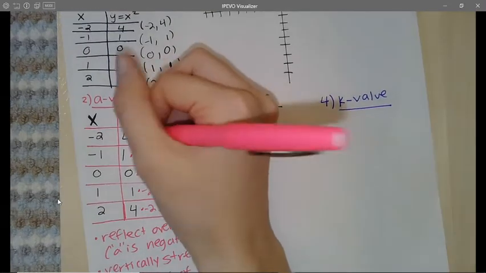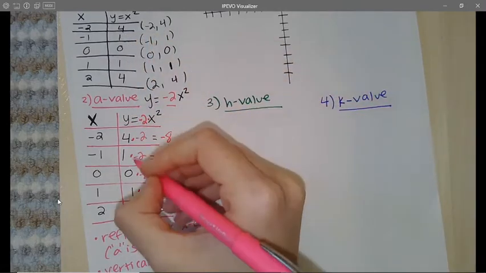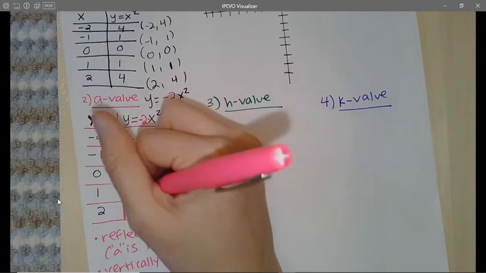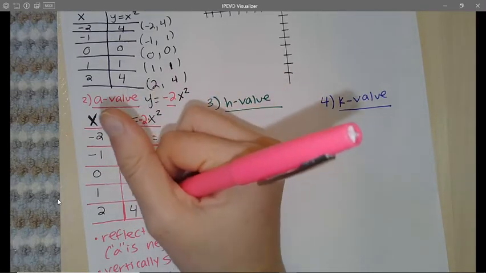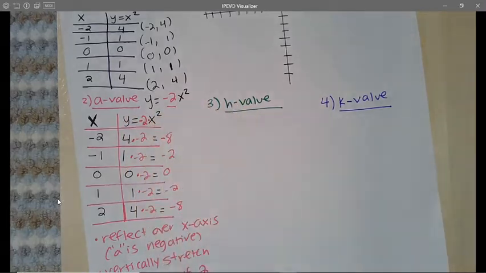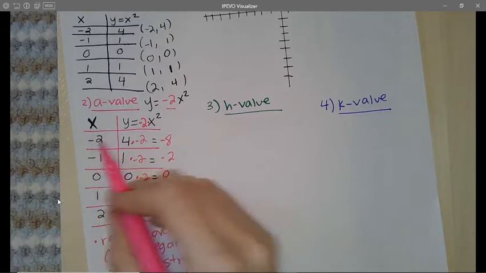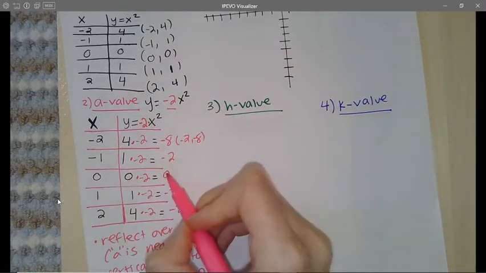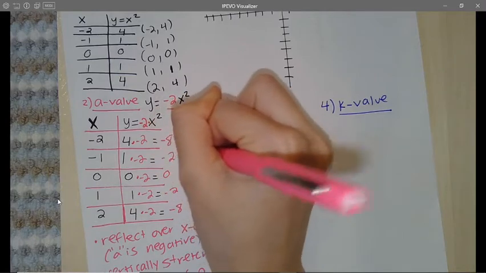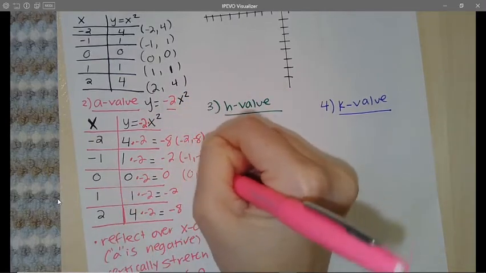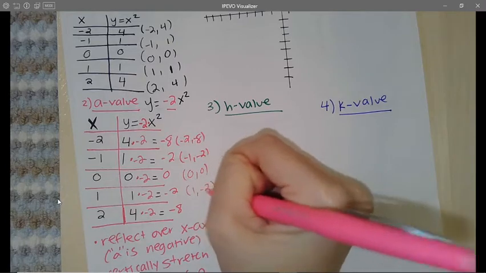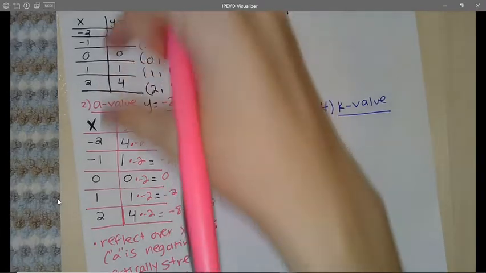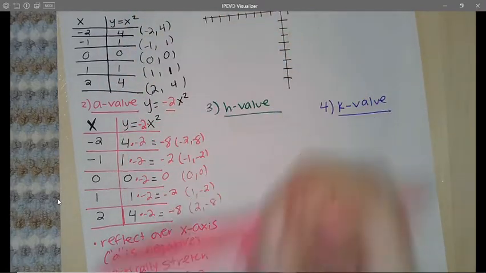Alright, so this will give me 4 times -2 is -8. 1 times negative 2 is negative 2. 0 times negative 2 is 0. 1 times negative 2 is negative 2. And 4 times negative 2 is negative 8. Alright, so now I have the points negative 2, negative 8, negative 1, negative 2, 0, 0, 1, negative 2, and 2, negative 8. Okay, so I just took my parent function and I multiplied all the y's in the parent function by a.